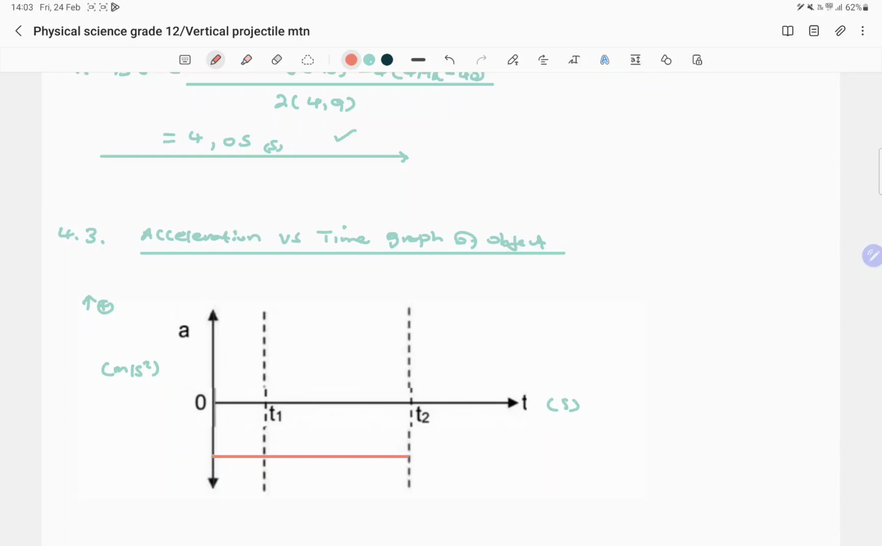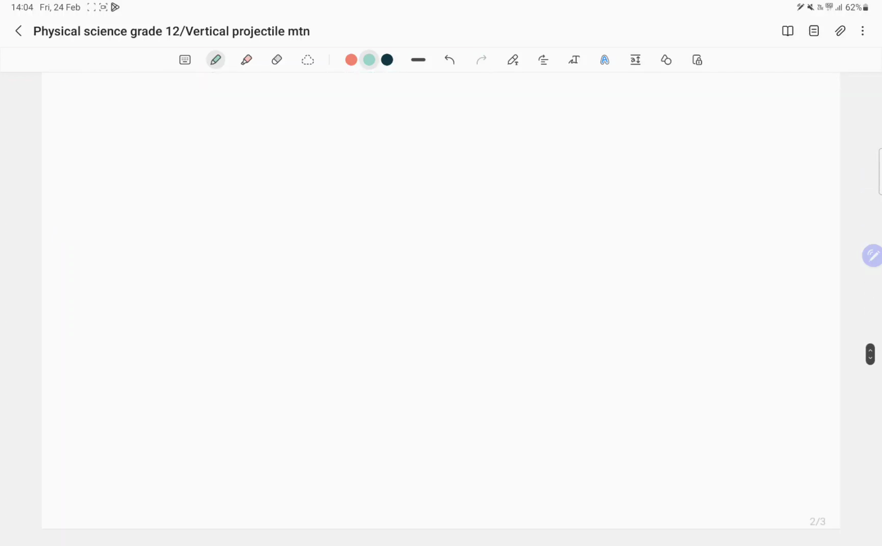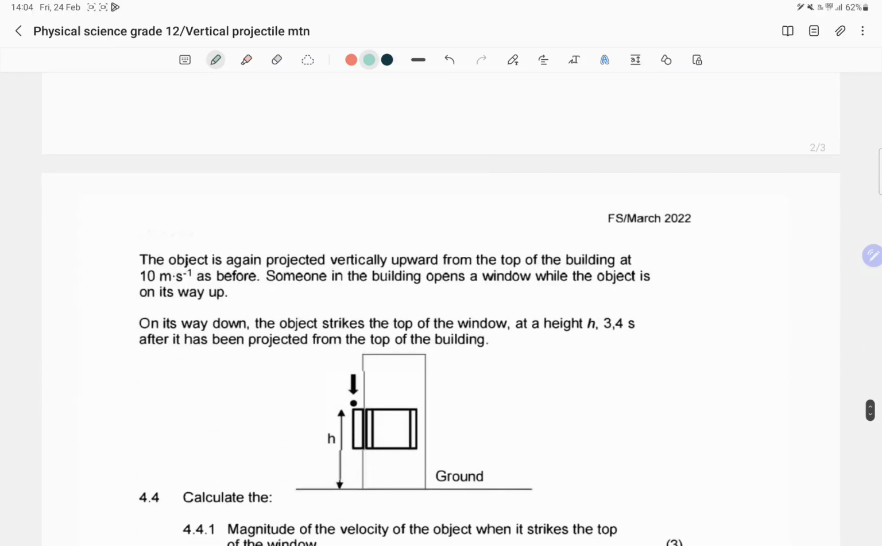So this is essentially going to be minus 9,8. So that is the story right there, okay? Easy stuff, not a problem. So you're getting a mark for the shape and perhaps for those labels. Doesn't really matter. Let's move on to the next question.